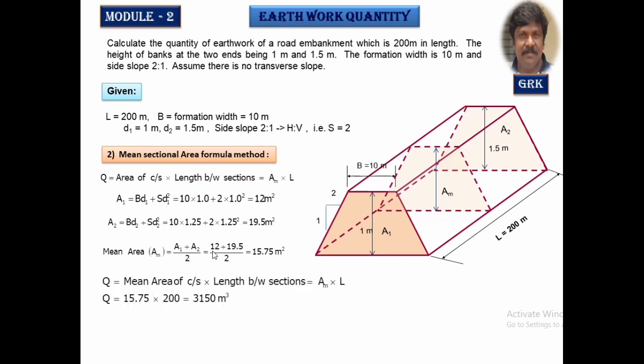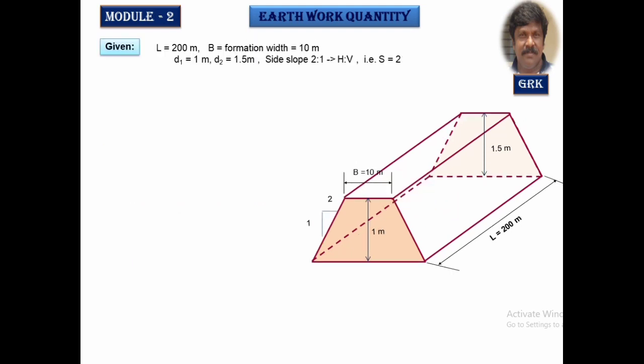Multiply that by the length. You'll get the quantity equal to 3150 meter cube. It has increased a little bit. Let us understand the third method of solving the problem by Prismoidal formula.